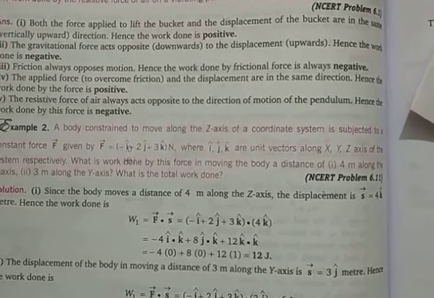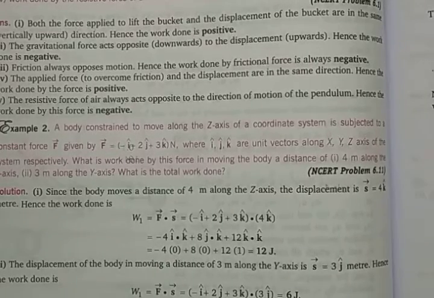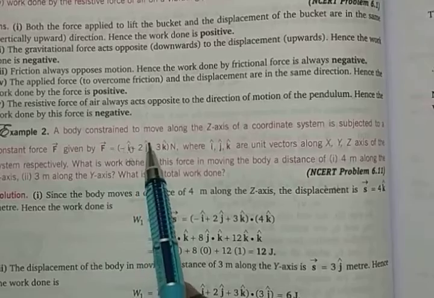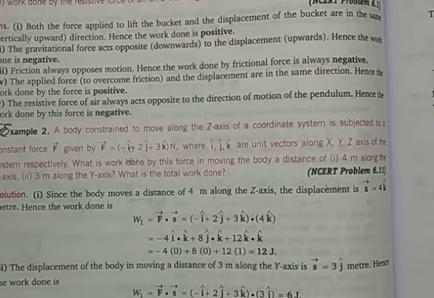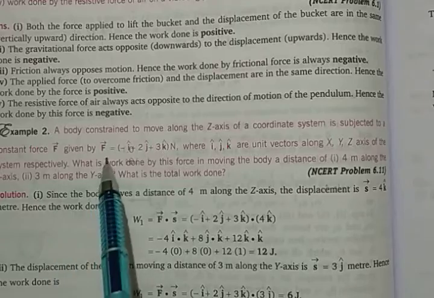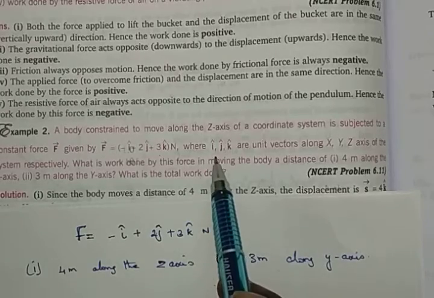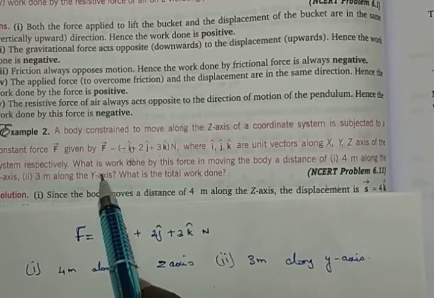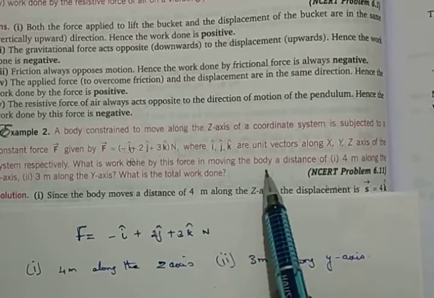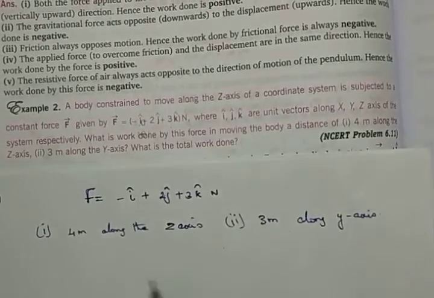Please read this one carefully and try to understand the question, and we'll try to do this one. The question says, a body constrained to move along the z-axis of the coordinate system is subjected to a constant force. The force is given here, and i cap, j cap and k cap are the unit vectors. What is the work done by this force in moving the body a distance of 4 meters along the z-axis?